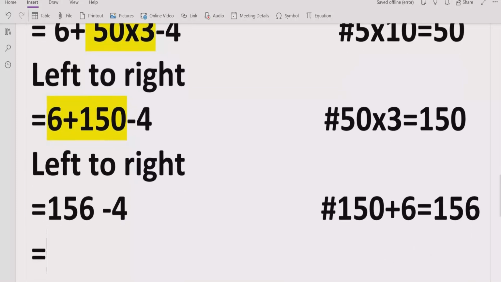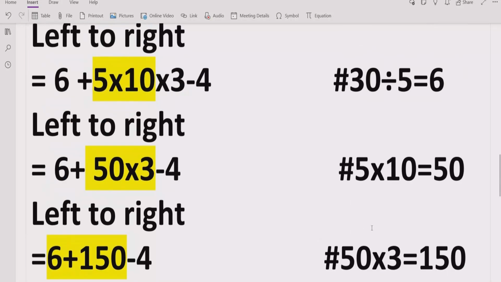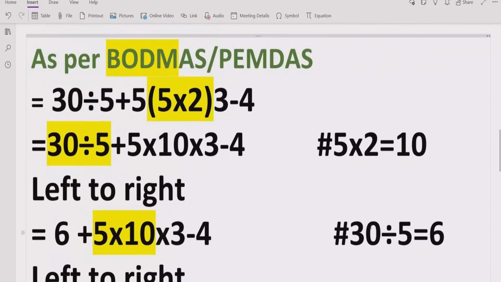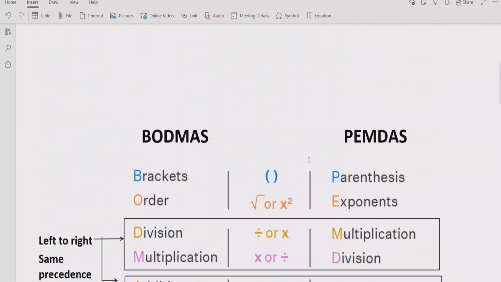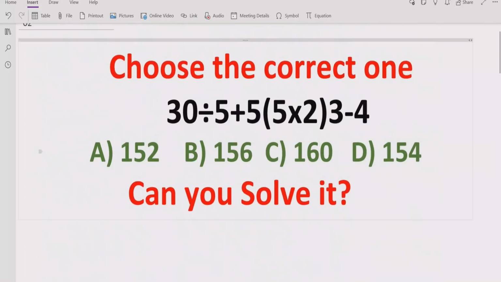In the end we have two terms which are subtracting each other. So 156 minus 4 equals 152. So the answer of the given expression is 152. I hope you understand how you can solve this expression in a very simple way, step by step, and get the correct result. If you see the answer list, answer A is the correct answer.